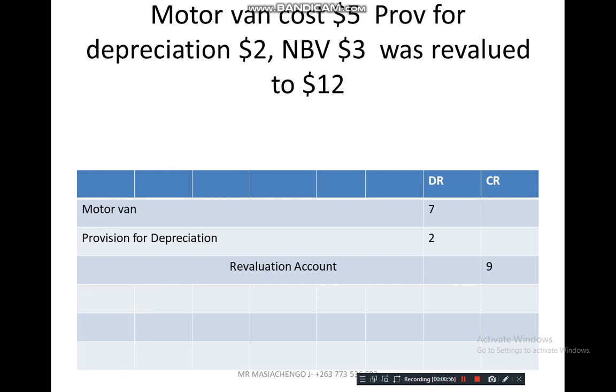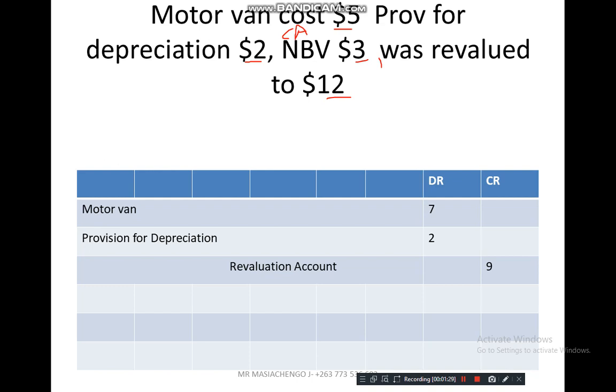This is an asset that we have. The asset is a motor van, which has a cost of how much? $5. I tried to use a lower figure so that you can follow. The provision for depreciation is how much? It's actually 2, and obviously the carrying amount, our CA, the net book value of the asset becomes 3, which is simply 5 minus 2. This asset was revalued to $12. We want to see how we go about this one.